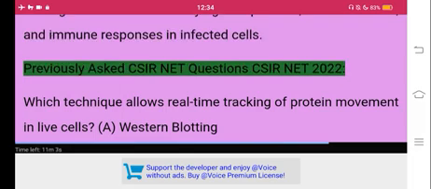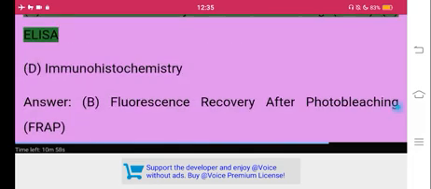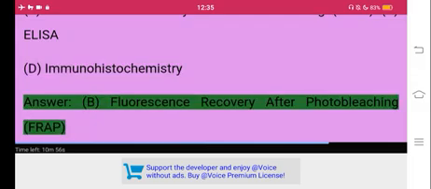Previously asked CSIR NET question, CSIR NET 2022. Which technique allows real-time tracking of protein movement in live cells? A. Western blotting. B. Fluorescence recovery after photobleaching, FRAP. C. ELISA. D. Immunohistochemistry. Answer: B. Fluorescence recovery after photobleaching, FRAP.